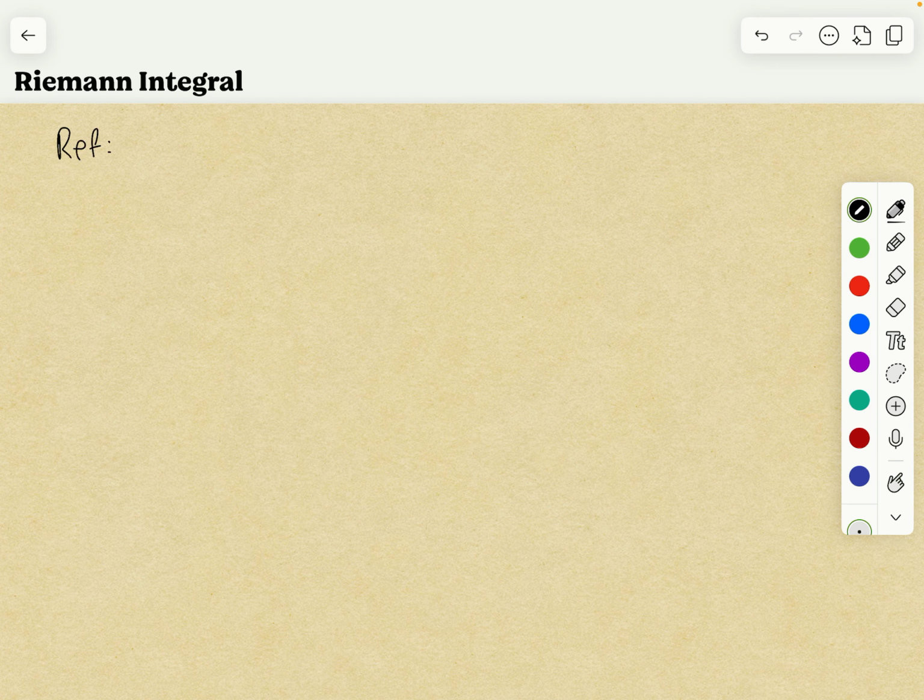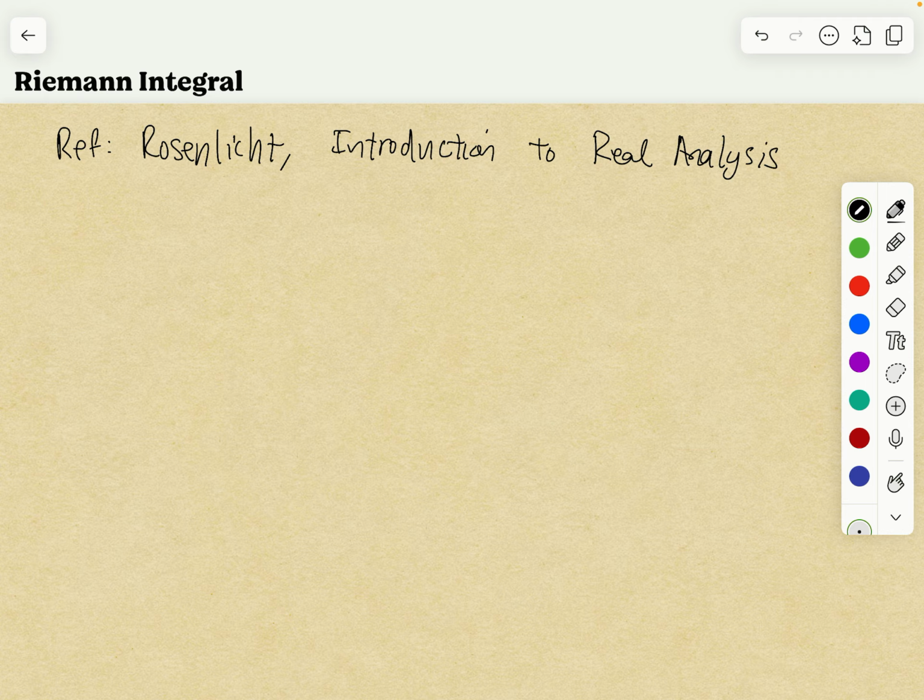So the reference is the book by Rosenlicht, Introduction to Real Analysis. And I'm using the definition that's in this book. So the definition of the Riemann integral is the following. Suppose that you have a closed interval, say from a to b, and a function from this closed interval to R, okay? Then f in here is just any function. So f be any function on the closed interval, any real valued function on this closed interval.